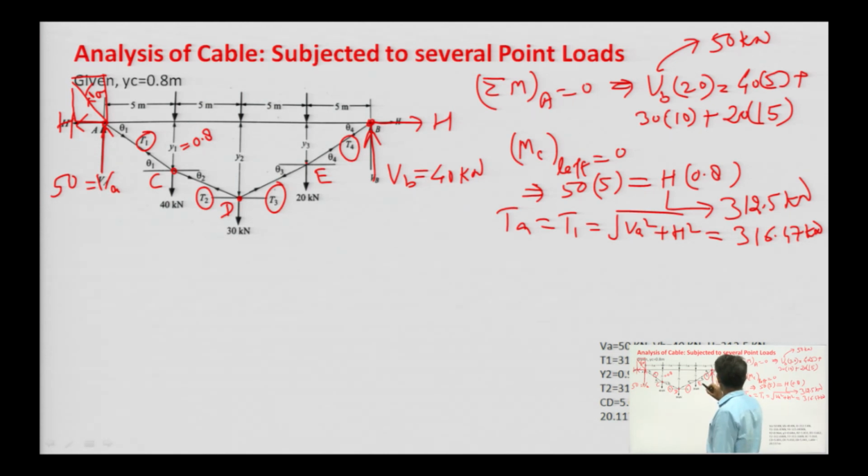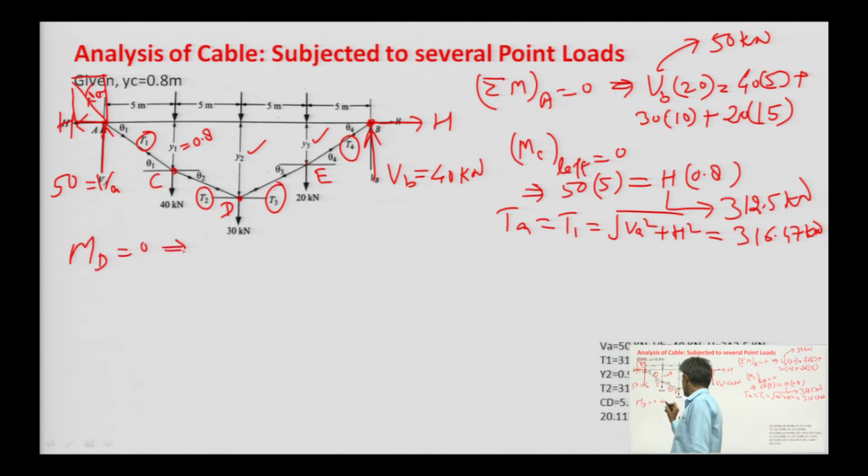Similarly, we apply the bending moment at this point. Prior to that, you need to calculate the values of y2 and y3. How can this be calculated? We apply the bending moment at these two points equal to 0. By applying the bending moment at this point, M D equals 0.